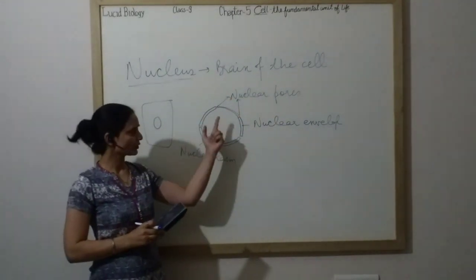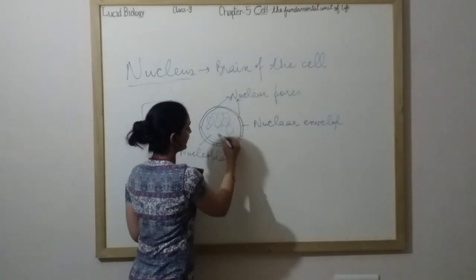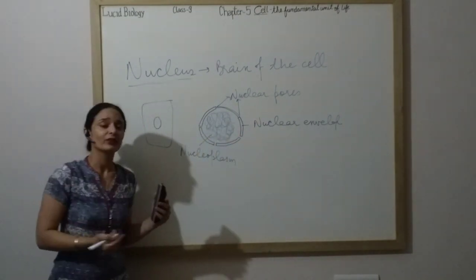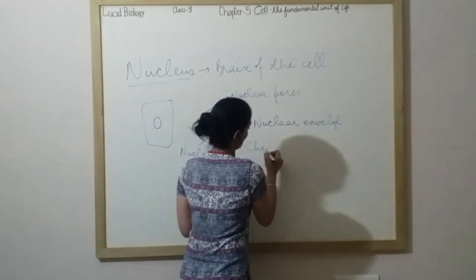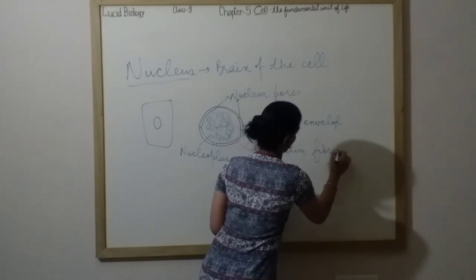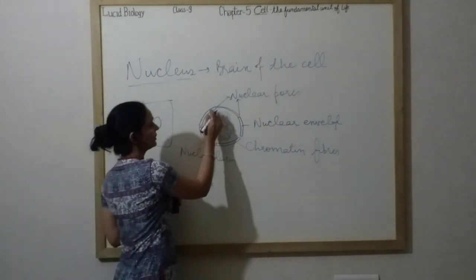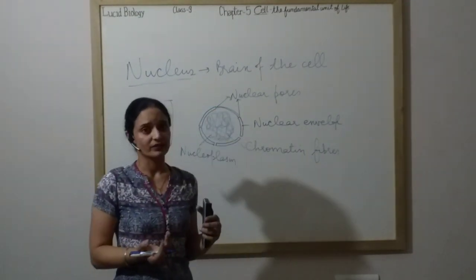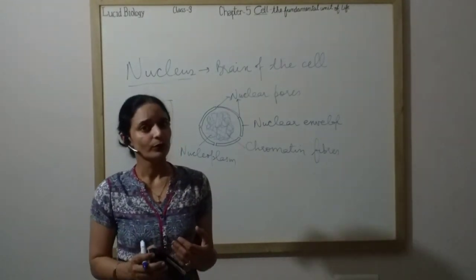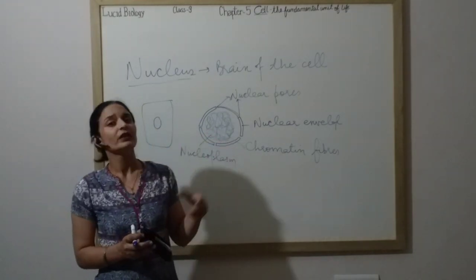What else do you find in this nucleoplasm? There you find a thread-like structure. It is an entangled thread-like structure, which is called chromatin fiber, which is basically chromosomes. This chromatin fiber has genes, the unit of inheritance, that pass characters from one generation to the next. The main functional unit of this chromatin fiber is genes.